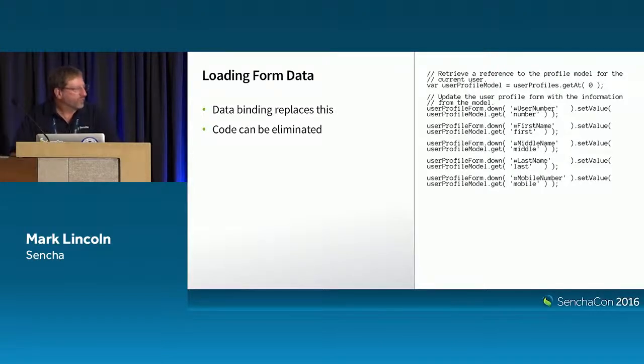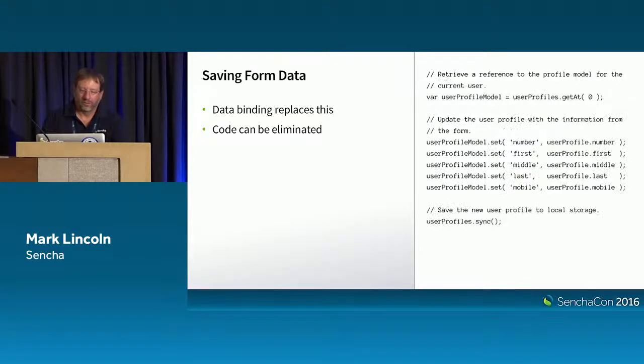So this is an example of what's common boilerplate code to load form data. In this case, we're getting the field values out of a model, and we're setting the value of the component in the view. So we've got our user profile form. We're using down, which is going to do a component query for an item ID, and we're going to set the value. This is fairly common code in an Ext JS 4 application. And this would be the other side of this, which is taking that data back out after the user has edited it and saving that.